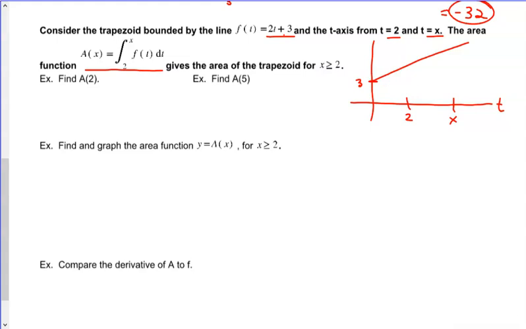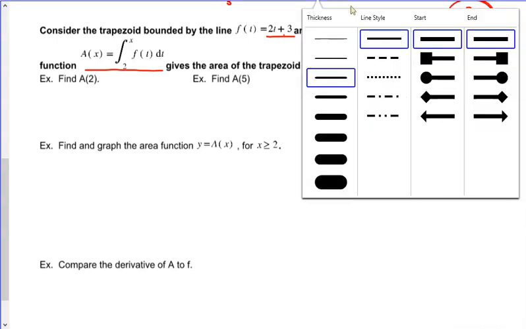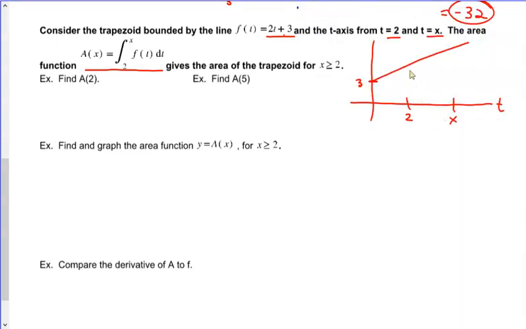Now, what is the trapezoid that we're talking about? Well, it's the one that's bounded here with t equaling 2, and up to that function. And then if I just call that x, the trapezoid that we're looking at is this guy right here. So what I'm looking for is the area of that trapezoid using this integral. Now, let's talk about what A of 2 is and A of 5 before we go down here and create an actual function in terms of x.